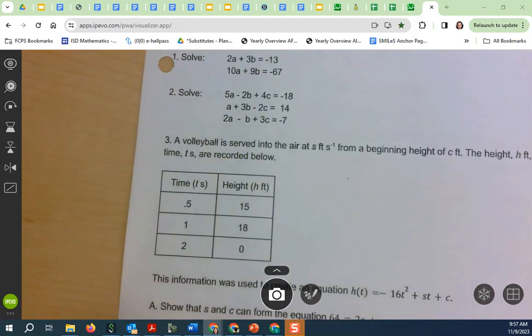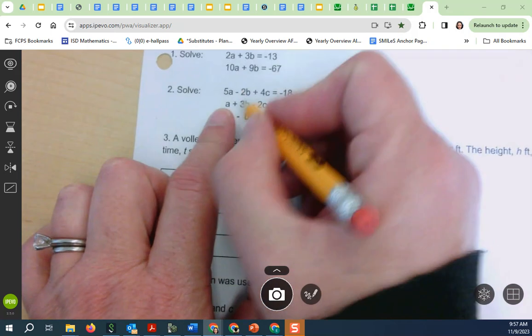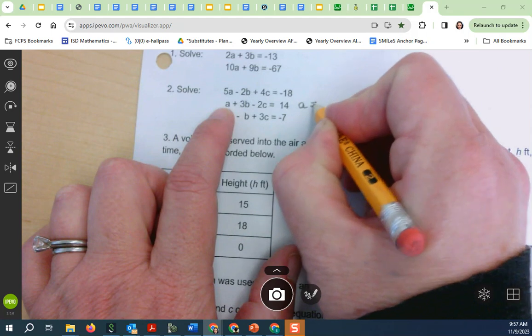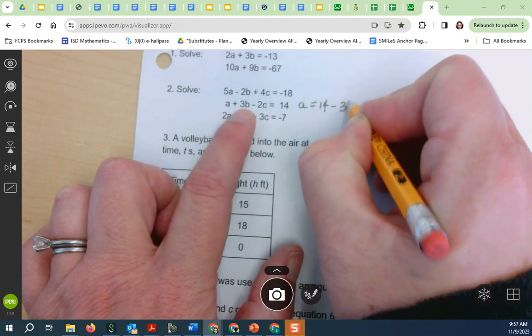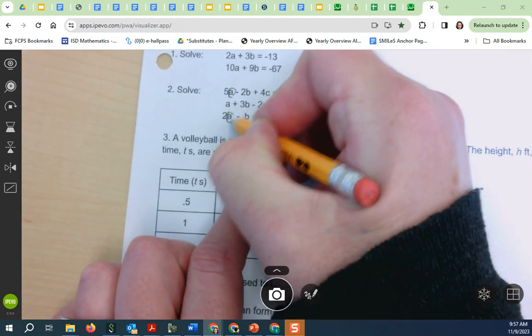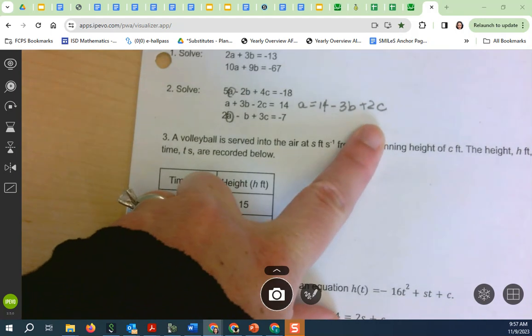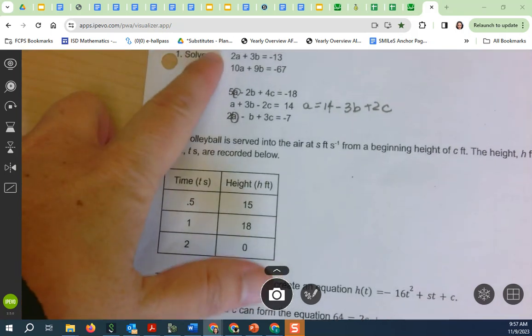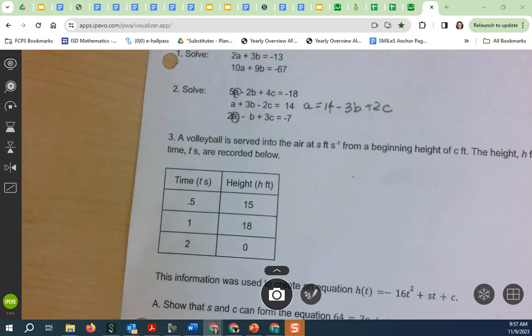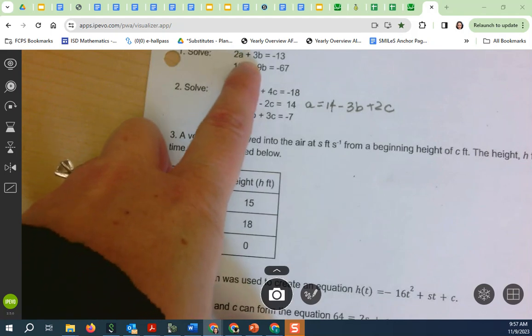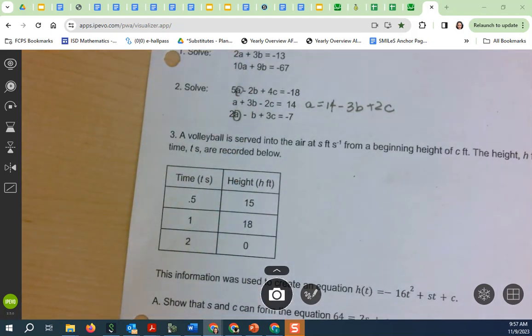So what I would suggest, if you were going to solve it by hand, I would get this a by itself because it doesn't have a coefficient. So I would say a is equal to 14 minus 3b plus 2c. And then I would substitute into the a for the other two equations, 14 minus 3b plus 2c. And then I would have two equations that have only b and c in it, and then you could solve it just like you did the previous one. Okay? So the point would be get rid of one of your variables, and then go back, you'll have only two variables, and you can solve it like that. But you don't have to solve these by hand.